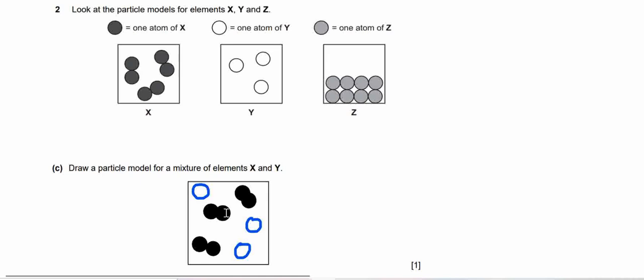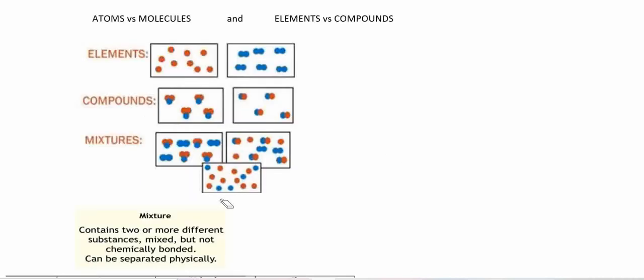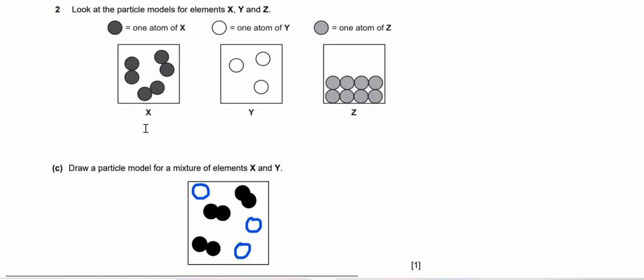Alright, and next. So here we go. This is a definition of mixture. It contains two or more different substances mixed but not chemically bonded. It can be separated easily. So this is pictures of a mixture. But compound is different. They are chemically bonded. So there's difference between mixture and compound. So that's the reason we draw them separately like this. So now we move on to question.